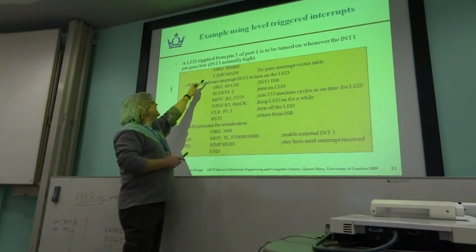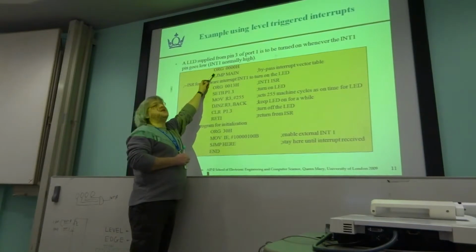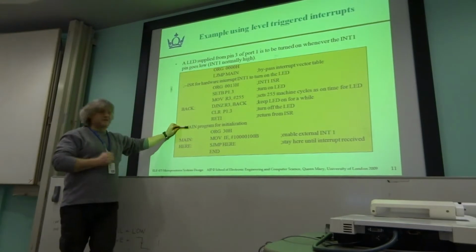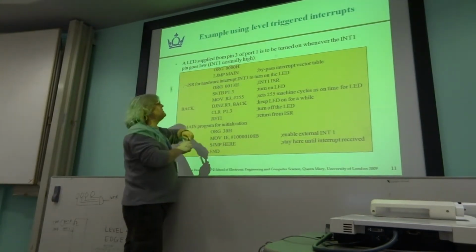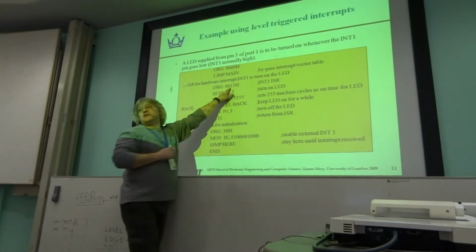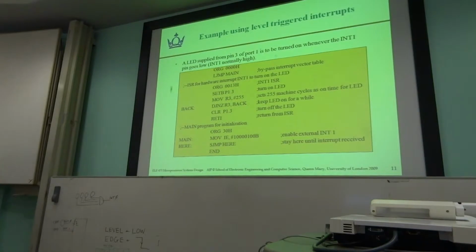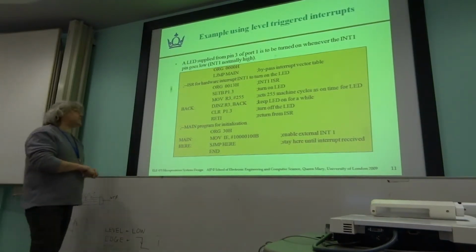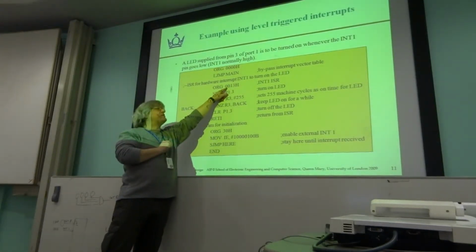So let's just work our way through the code. You'll be familiar with this kind of structure now. At location 000, we put a jump to the main program over here. Notice that the origin here is not 000B, which we had before, because that's to do with timer interrupts. This time when this interrupt happens, it will jump to this memory location. So that's why we've had to put the start of our interrupt routine here.